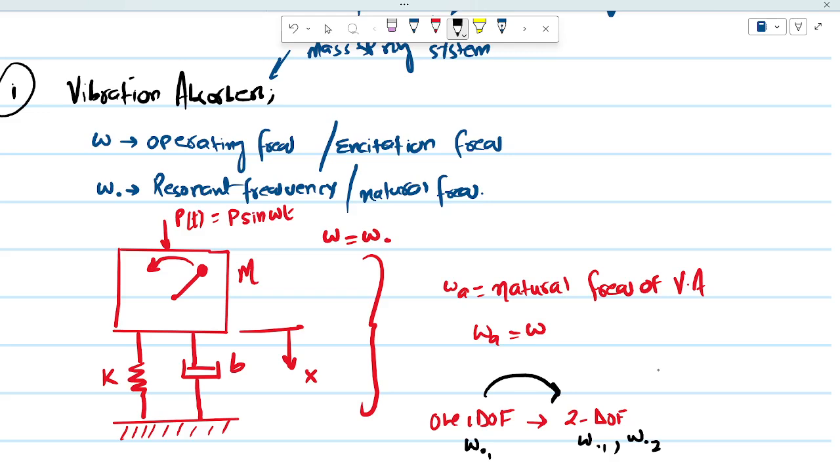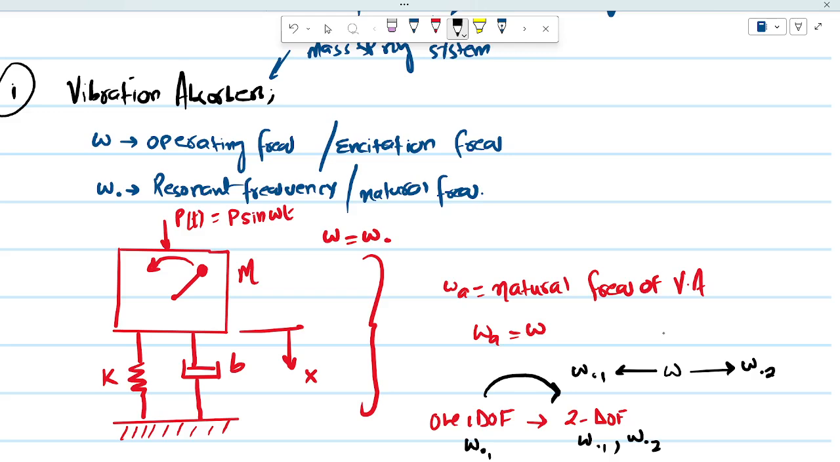So what happens when it increases the degrees of freedom? Now the natural frequencies of the system have increased, and they move far from the excitation force. It is designed in such a way that if this is my excitation frequency, one natural frequency is well above the excitation frequency, and the other natural frequency of the system is well below the excitation frequency. In that case, our system is safe from resonance. And how do we do it?